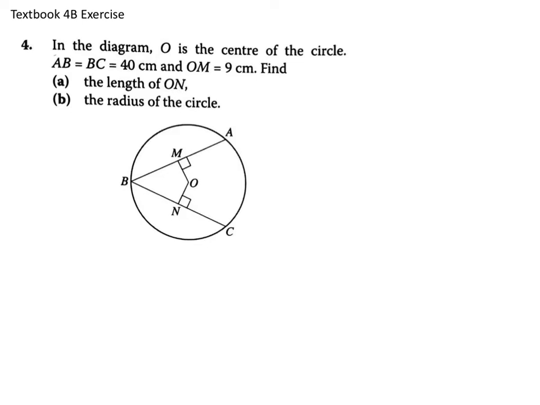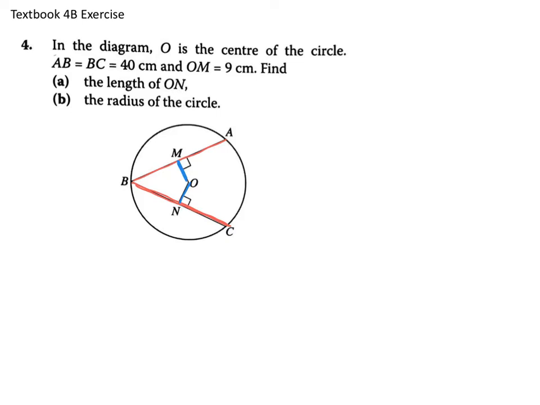Inside question number 4, in the diagram, O is the center of the circle, AB is equal to BC, and it's 40 cm. Now let's take a look. If I have AB to be of the same length as BC, what does that tell me about the line ON and ON?